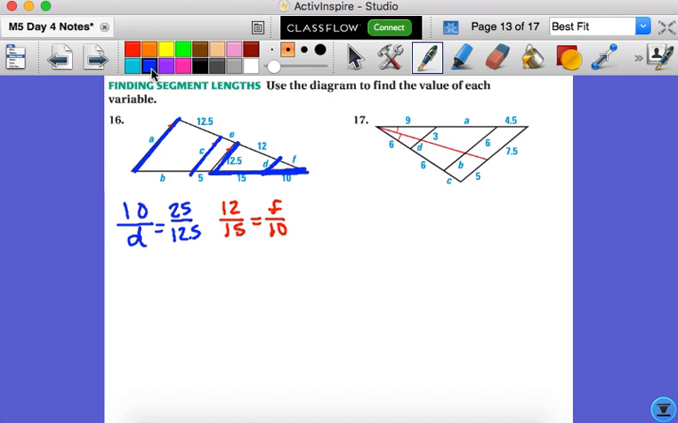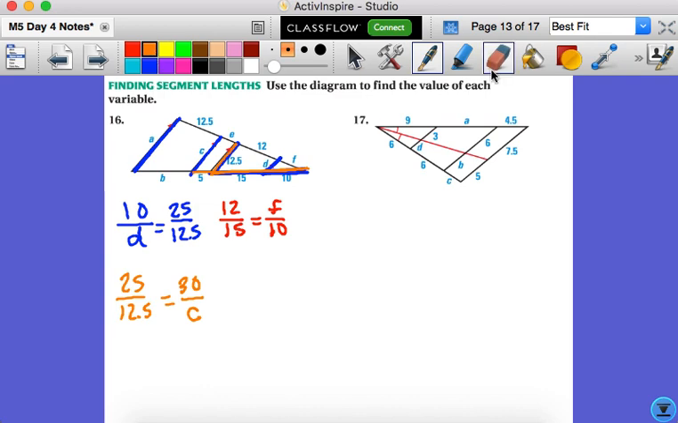Same thing if I'm looking at c. I might want to say 25 over 12.5 should equal 30 over c. So anytime I'm solving for those parallel bases, I want to make sure to include all of the components of that triangle.